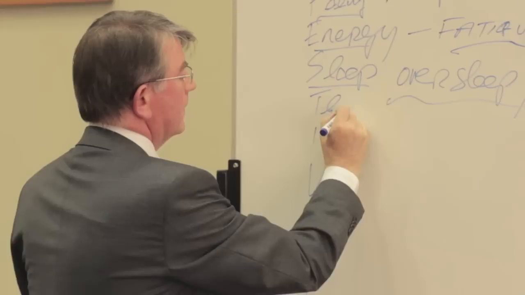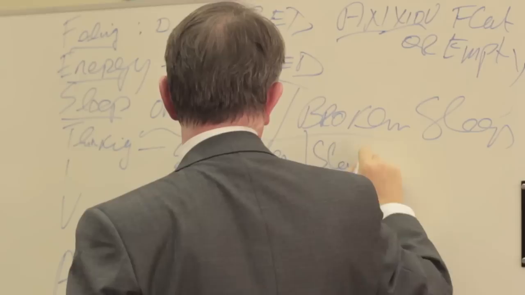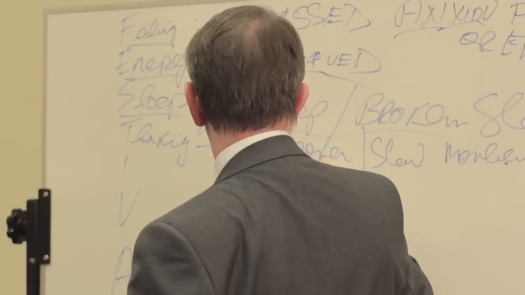T is for thinking. That's the slowing down of the thinking that I mentioned. In other words, slow spoken, slow movement, and difficulty with concentration. In other words, the machine has slowed down.